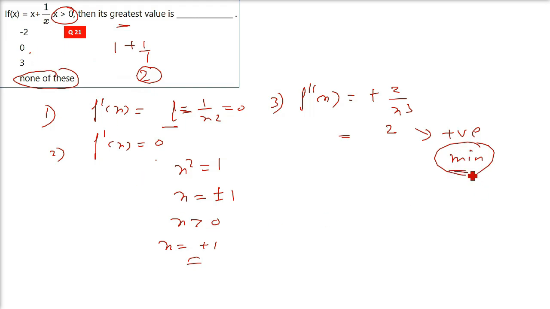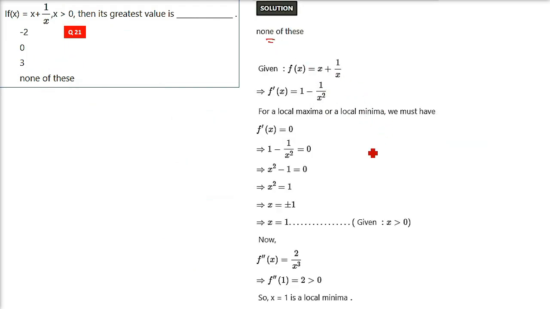So I hope you got the idea. You have to double check until you reach an option. Otherwise one step or 2 steps will not suffice, whether you are right or not. So none of these is the correct option here.